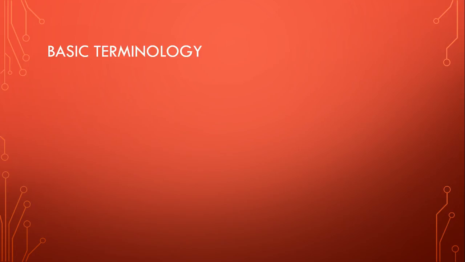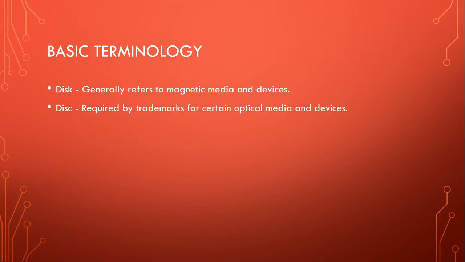Now, some basic terminology, just to familiarize you, because with mechanical stuff there's a lot to know. Disk with a K generally refers to magnetic media devices, like your hard disk. It's just the individual disk right there. If you see disc with a C, this is typically done when it's required for trademarks for certain optical media devices. You can use disk with a K and disc with a C kind of interchangeably, but disc with a C is more often used to refer to optical media. You're never going to have a hard drive disc with a C. It's always disk with a K.